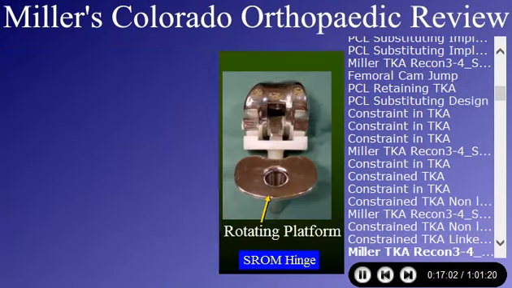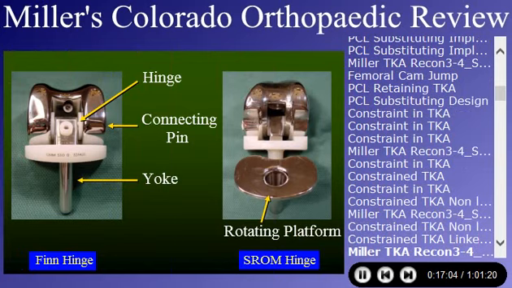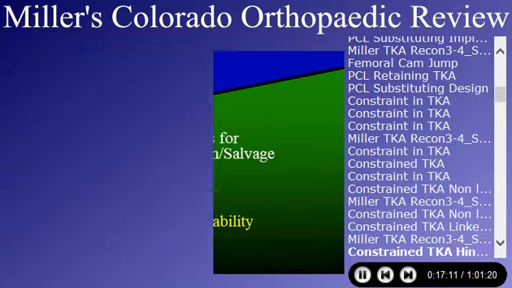These are two examples. Again, you have connecting pins literally connecting the femur to the tibia, and then you have a yoke that goes into the tibial bearing. So those are highly constrained devices.